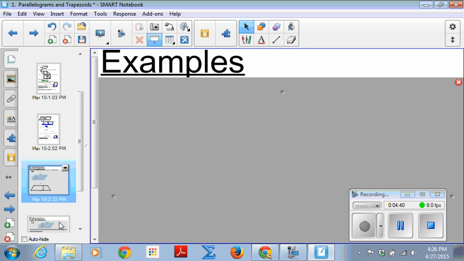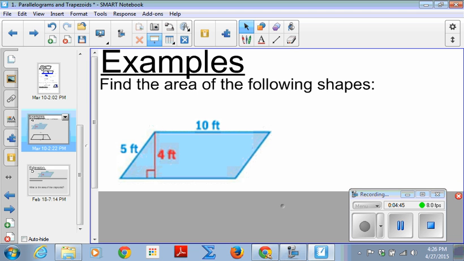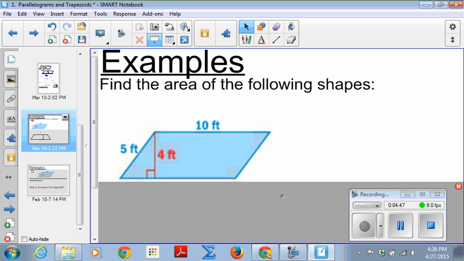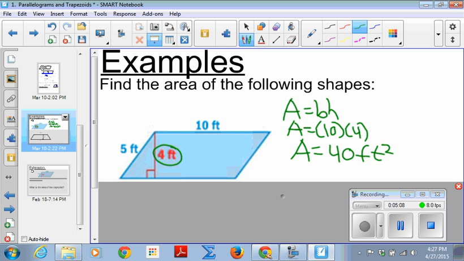Let's go ahead and put those formulas to work. All right, let's find the area of that parallelogram. Well, the key here is knowing what the height is. Remember it's the perpendicular distance, so it's right there. So the area is base times height, which we can sub in as 10 times 4. So the area here is going to be 40 square feet. Labels, always important.